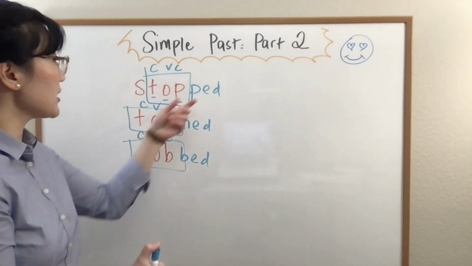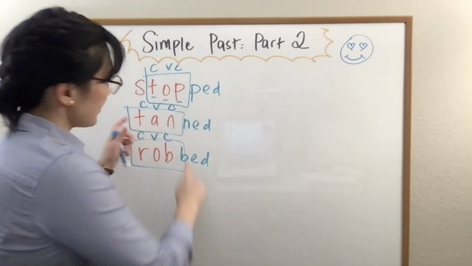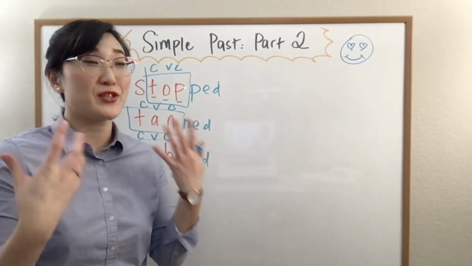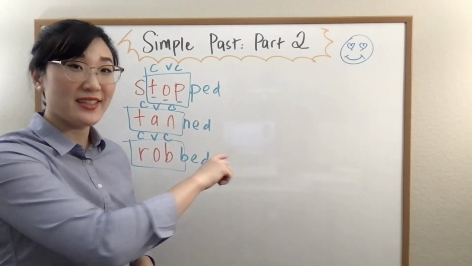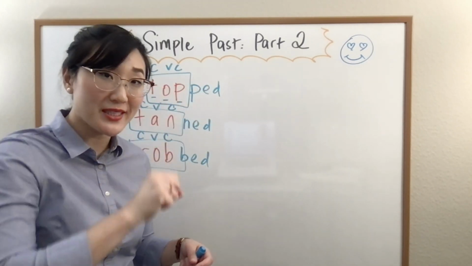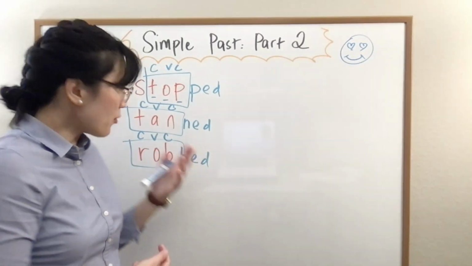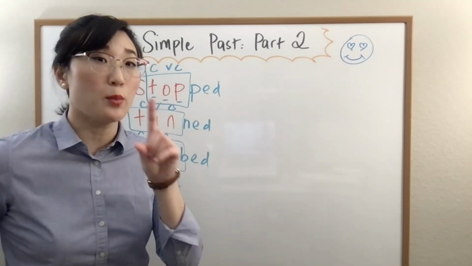So maybe the police officer stopped me. In California, people love to go to the beach to tan. So the woman tanned at the beach. Robbed. The thief robbed the bank. So, okay, Caroline, so consonant, vowel, consonant, this is for 1-syllable words.